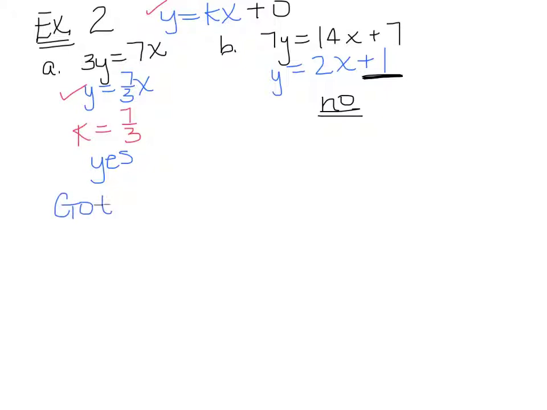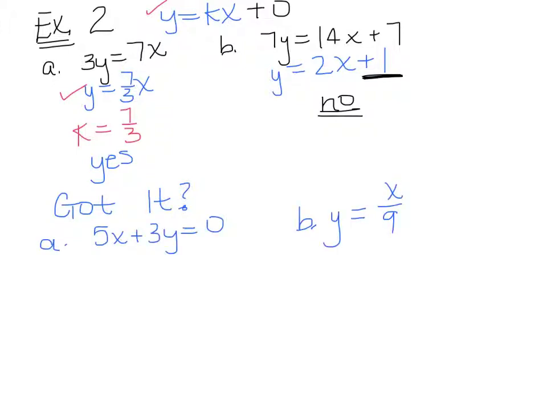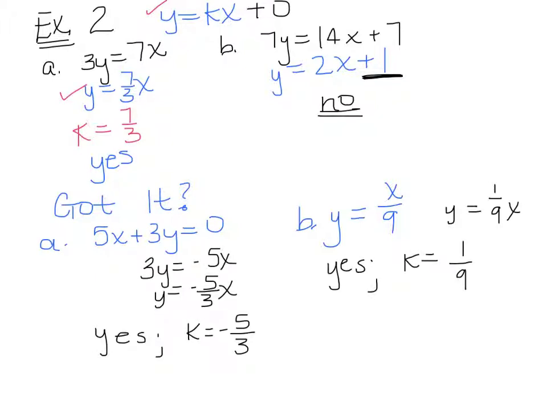Now you try these two. So we're going to try these two examples. You can pause and make sure you get it, and then we can check our answers. Okay, on the left, I got y by itself. I ended up with y equals negative 5/3 x, which looks like our direct variation rule. And so I said yes, k equals negative 5/3.